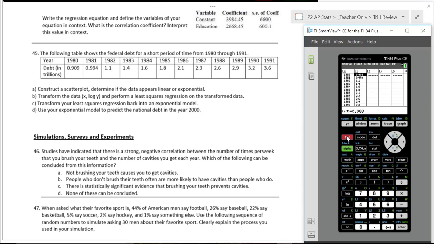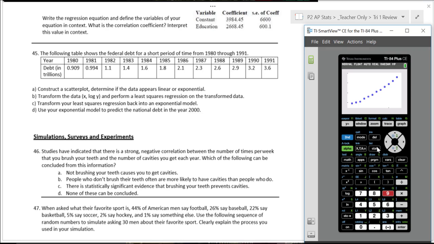Same thing, I'm going to go to my stat plot, make sure that my plot is turned on. We're highlighting that scatter plot. And then I'm going to go to that zoom 9 so that it zooms it to the fit. When I look at this, this appears to be exponential because it has that slight curve.